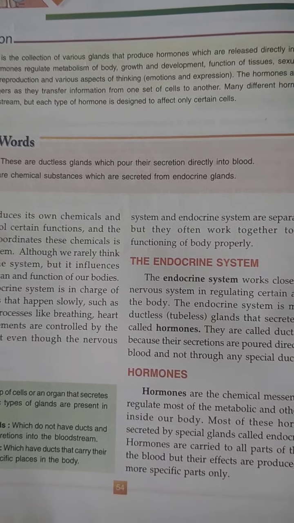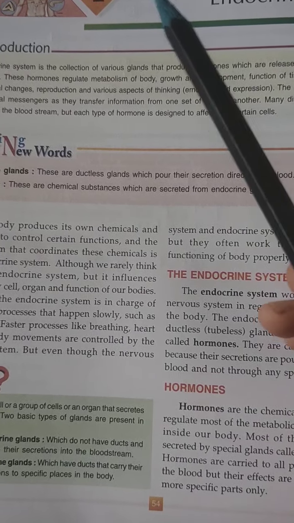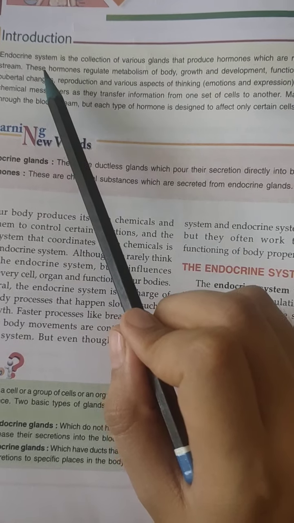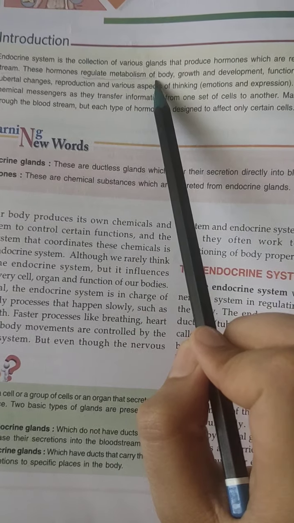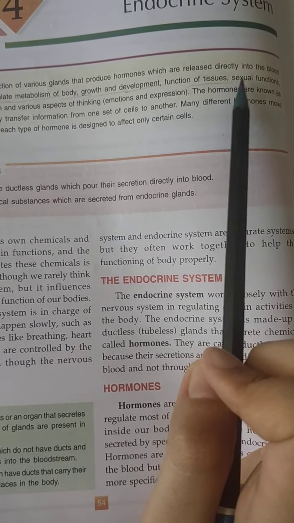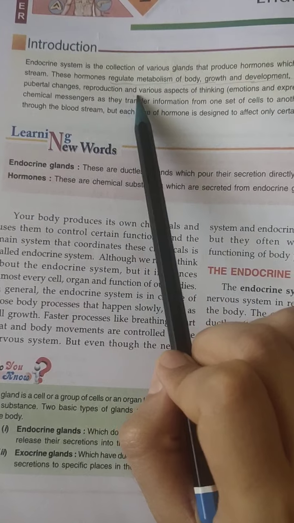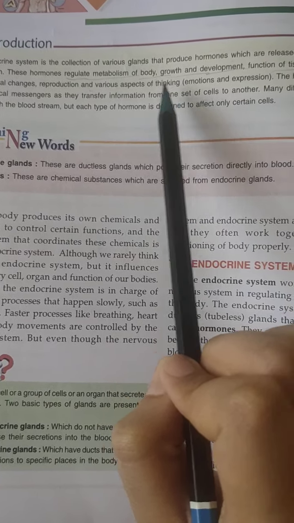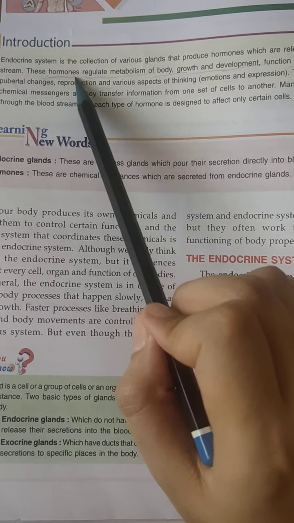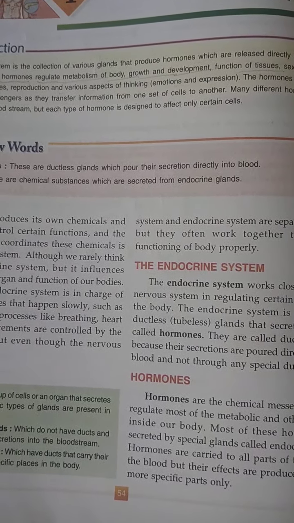Hormones are released in blood and travel from one organ to the other for performing different metabolism in our body. These hormones regulate metabolism of body, growth and development, function of tissues, sexual functions, pubertal changes, reproduction, and various aspects of thinking, emotions, and expressions. So, what do hormones do? Hormones regulate each and every function in our body.